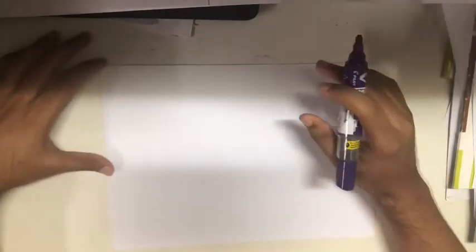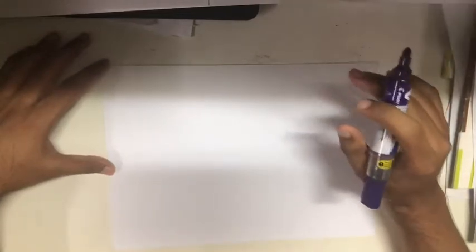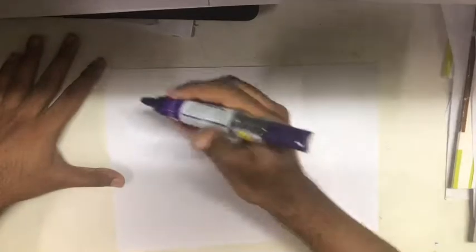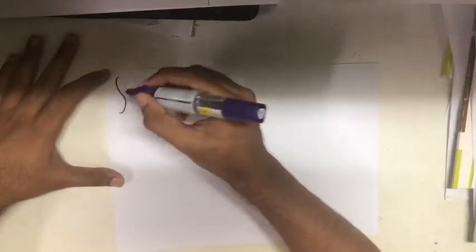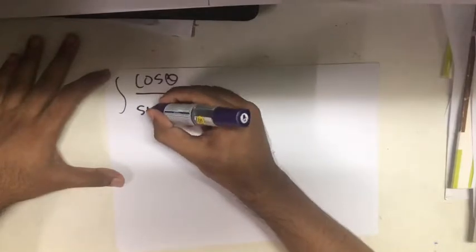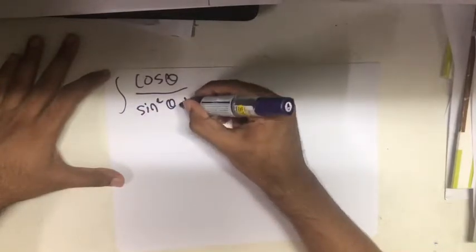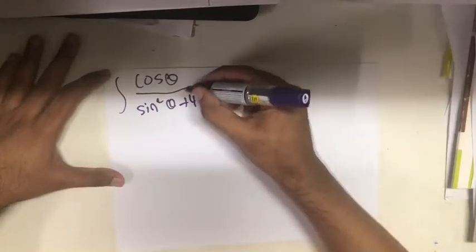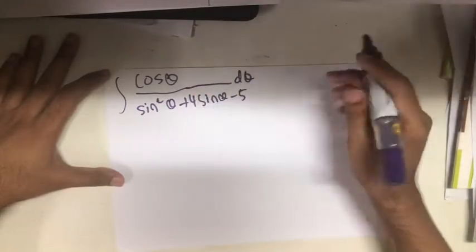So basically, we're gonna solve an integration question for this assignment. The question that we have here is cos theta over sine squared theta plus 4 sine theta minus 5. Okay, this is the question.